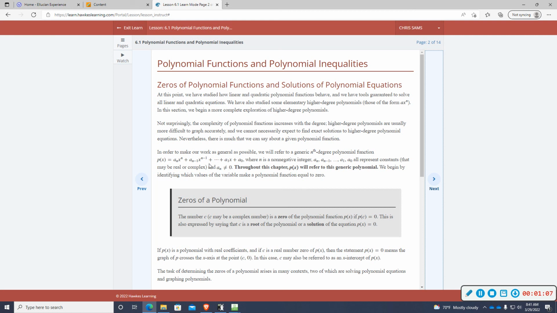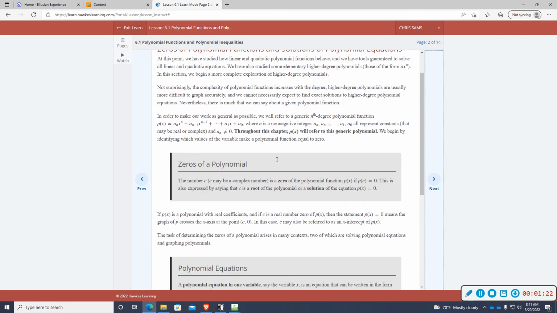So you won't see any square roots or fractional exponents. You won't see any variables in the denominator. So this is kind of the generic look of a polynomial. For zeros of a polynomial, they just use the number c to mark that. If you plug that number c into the polynomial and solve it, you should get 0. So those are the x-intercepts.